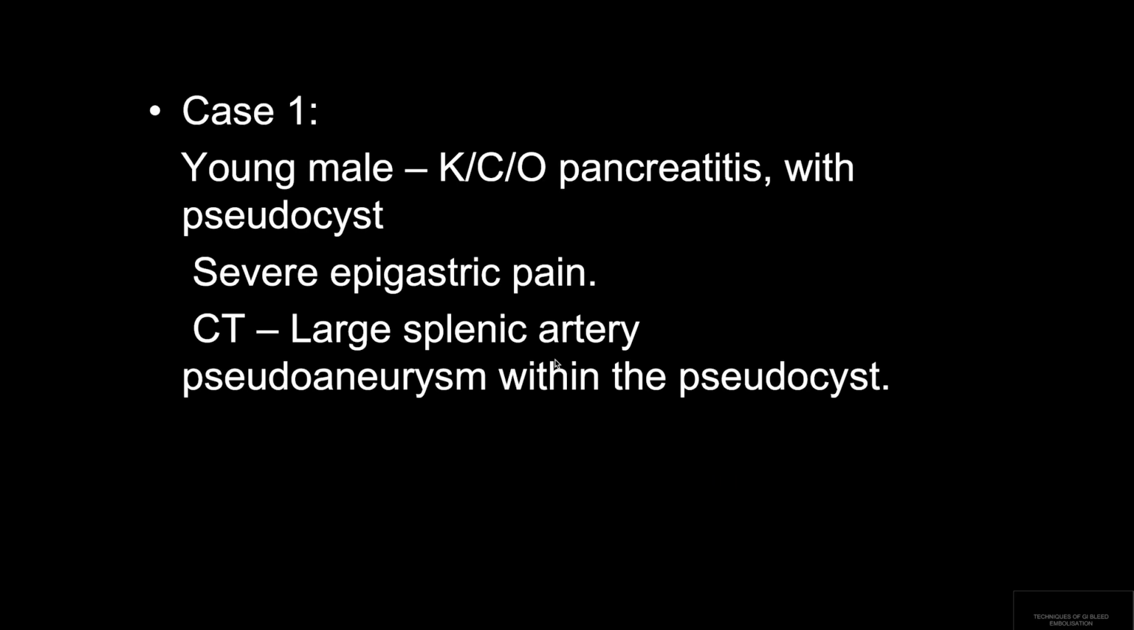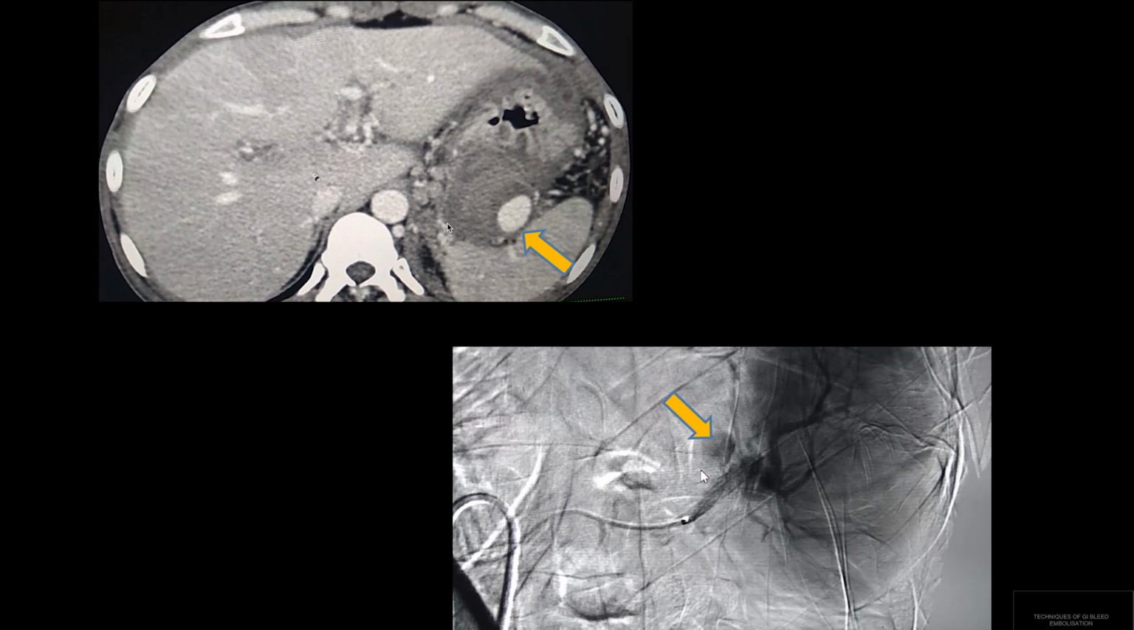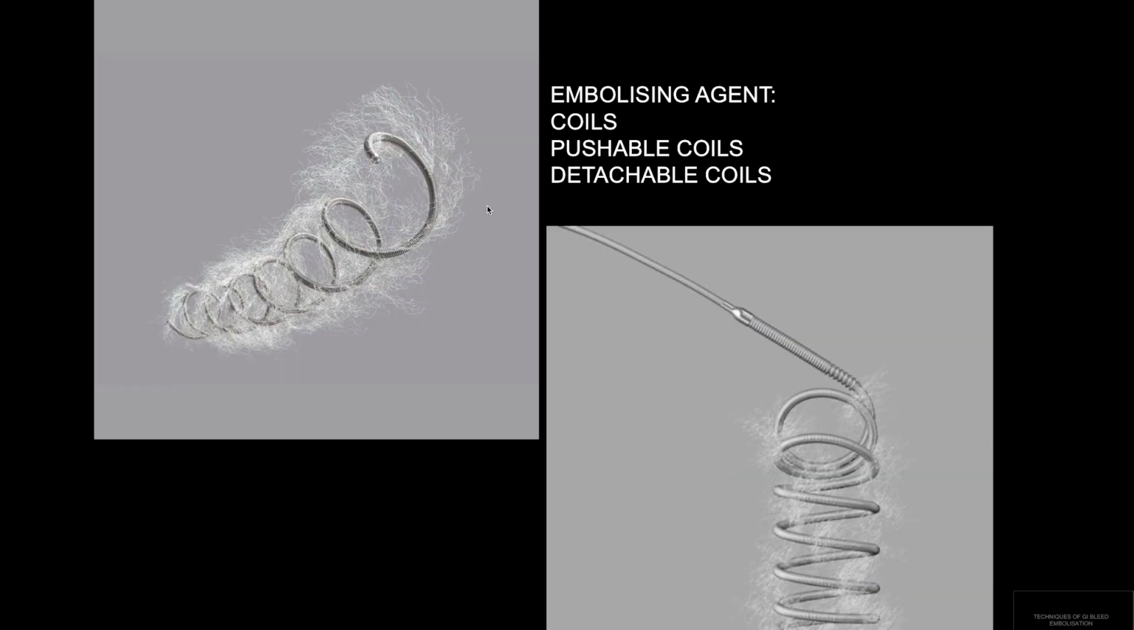Coming to the cases, the first case, this is a young male with a known case of chronic pancreatitis. He was having severe epigastric pain. CT was performed. The CT angiogram was demonstrating a large pancreatic pseudocyst with an enhancing splenic artery pseudoaneurysm. This patient was taken for splenic artery embolization, and here you can see a diagnostic catheter in the celiac artery, then a thinner microcatheter in the splenic artery, and this is a super selective splenic artery angiogram demonstrating a narrow neck pseudoaneurysm. So we basically use coils in such cases.